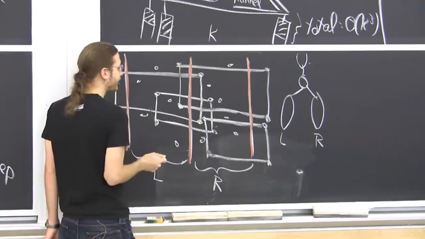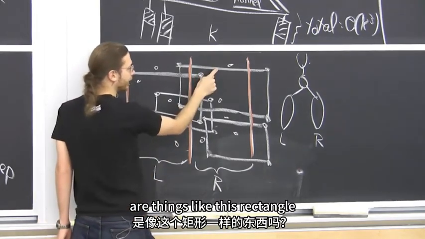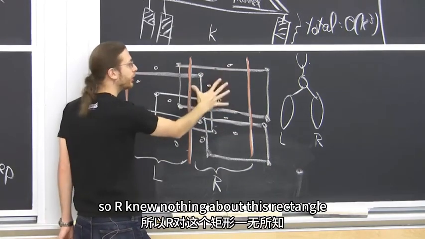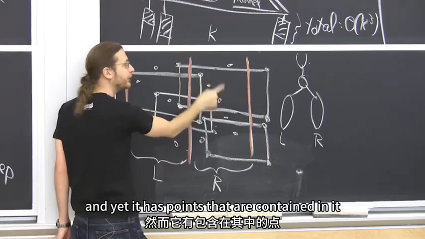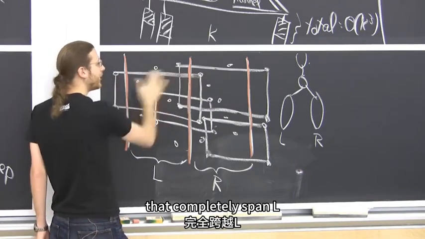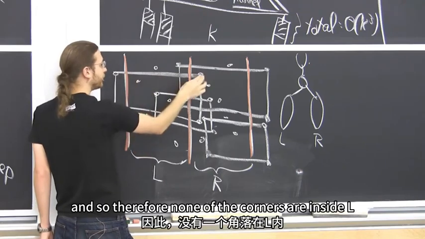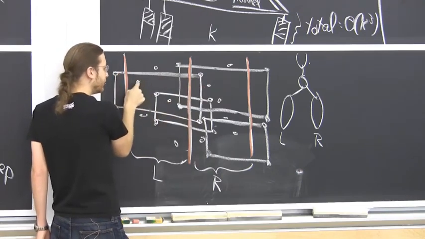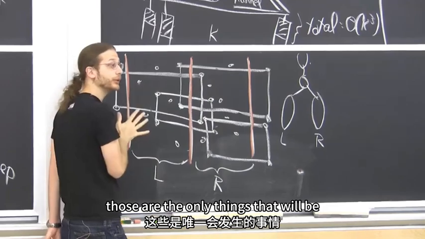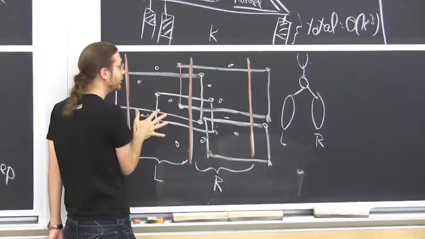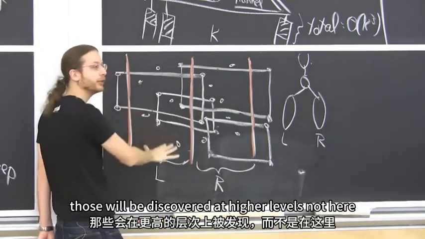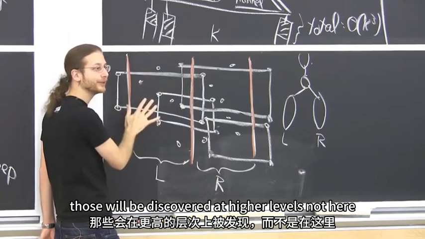What we're missing are things like this rectangle, where none of the corners are inside R. So R knew nothing about this rectangle, and yet it has points that are contained in it. Similarly, there are these rectangles that completely span L. None of the corners are inside L, but we need to know that these points are in there. Those are the only things that will be missing at this level. Now there might be other rectangles that completely span L and R. Those will be discovered at higher levels, not here.